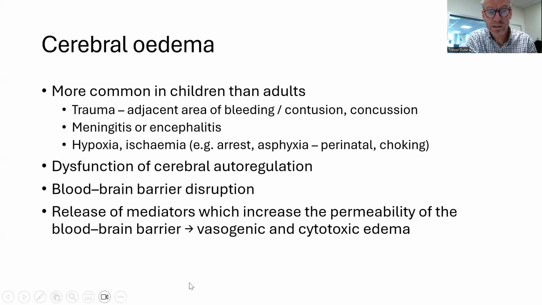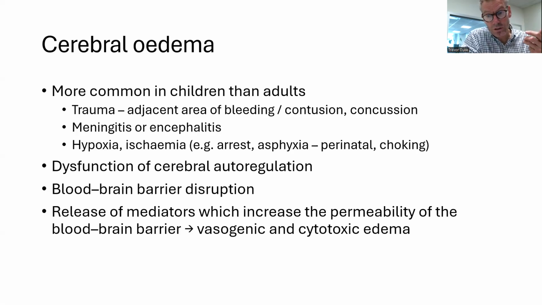Okay, I've talked a bit about cerebral edema, and I just want to make the point that cerebral edema is more common in children than in adults, and it can occur for many reasons. It essentially occurs because of three pathophysiological reasons.